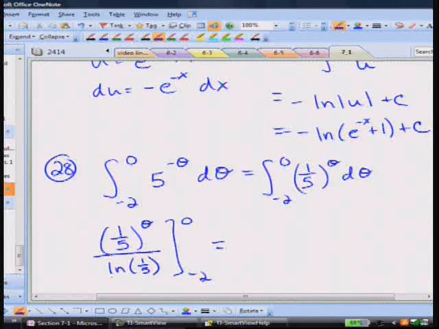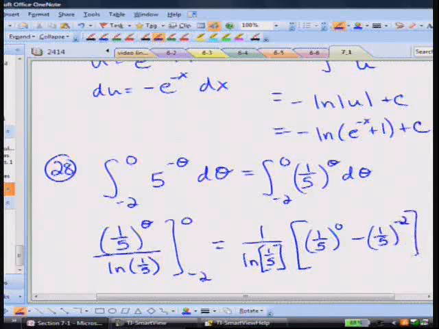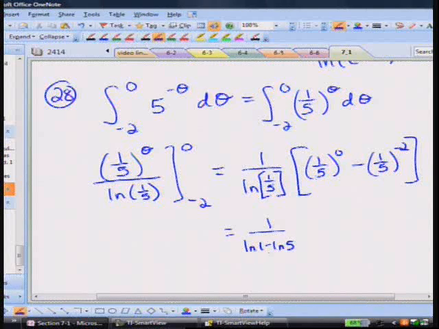And so you can kind of take this 1 over ln 1/5 out. And when you put 0 in, 1/5 to the 0 is just going to be 1. Minus 1/5 to the negative 2. All right. This is 1 over the ln of 1/5, which is the ln of 1 minus the ln of 5, right? But what's the ln of 1? Yeah, so this is just 1 over negative ln 5. And then this is going to be 1 minus, what is 1/5 to the negative 2? It's an algebra question.